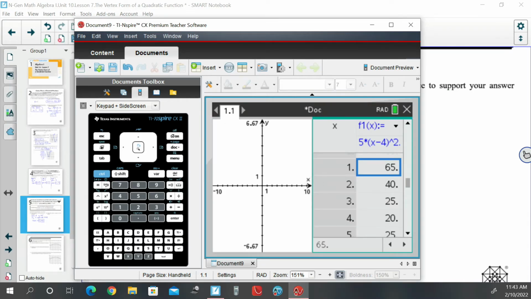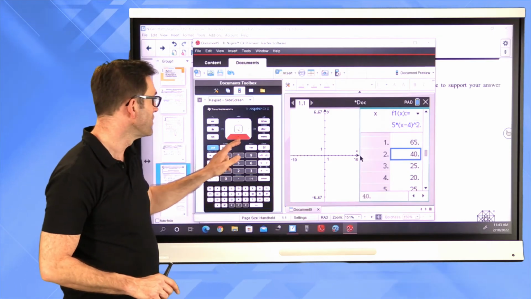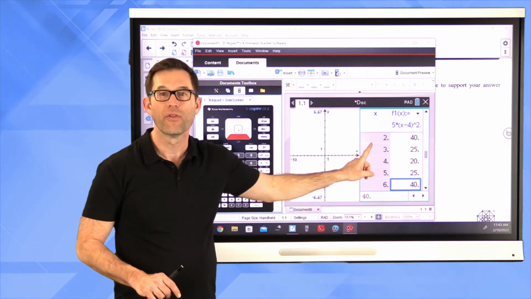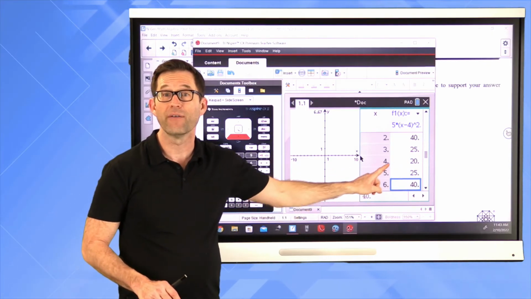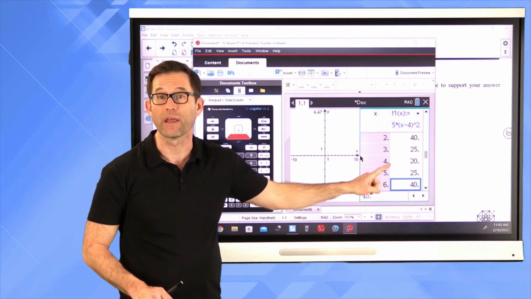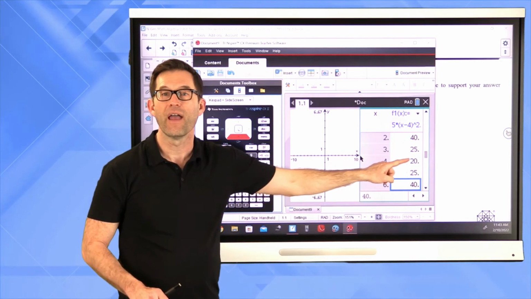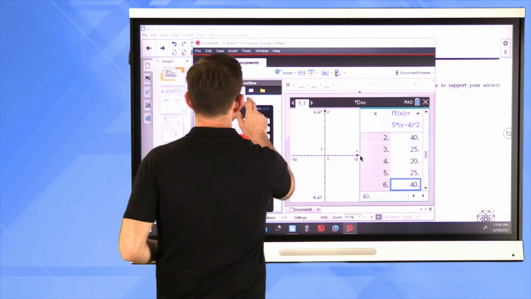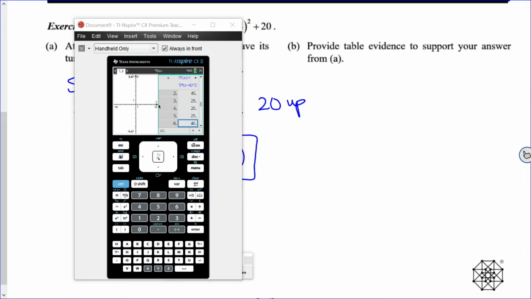Okay, remember, my take on it is that this turning point is going to be at (4, 20). So let's really hone in right around that 4. So here I've got (2, 40), (3, 25), (4, 20), that's in theory my turning point, (5, 25), and (6, 40). Look at the symmetry there: 40, 40, 25, 25, and then the point right in the middle must be the turning point. In fact, let's write down that evidence on our sheet, okay? And let's write a little bit of that table down.